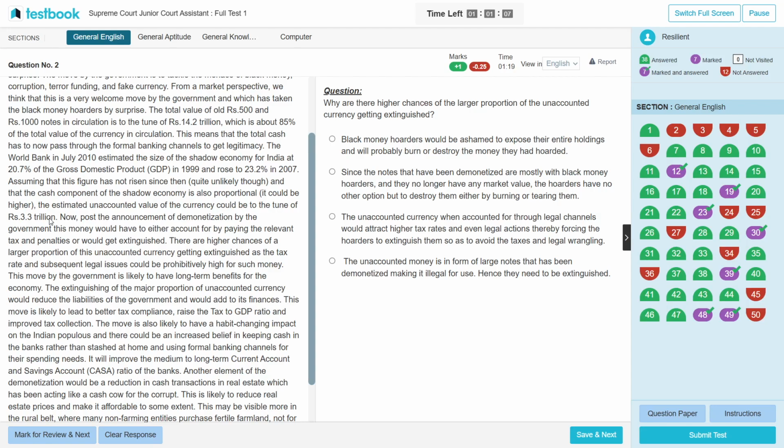The unaccounted money is in the form of large notes that have been demonetized, making it illegal for use, hence to be extinguished. Now, with the announcement by the government, this money would have to either be accounted for by paying the relevant tax and penalty, or would get extinguished. There are higher chances of a larger proportion of unaccounted currency getting extinguished as the tax rate and subsequent legal issues would probably be high for such money.